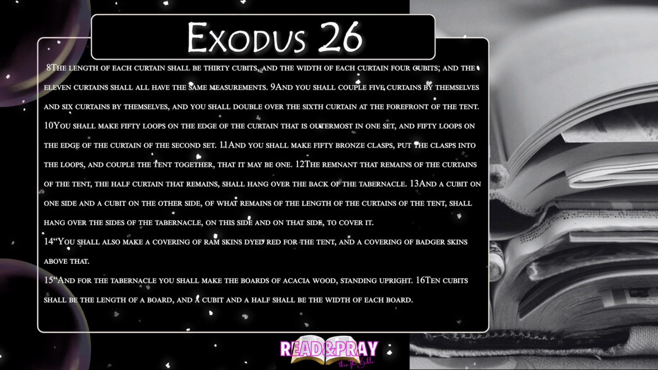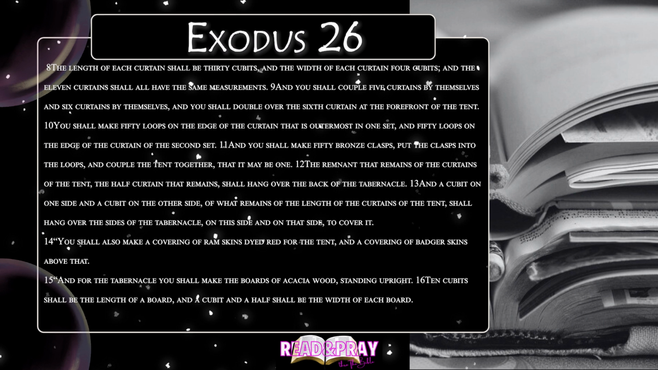You shall make 50 loops on the edge of the curtain that is outermost in one set, and 50 loops on the edge of the curtain of the second set. And you shall make 50 bronze clasps, put the clasps into the loops, and couple the tent together that it may be one. The remnants that remain of the curtains of the tent, the half curtain that remains, shall hang over the back of the tabernacle, and a cubit on one side and a cubit on the other side of what remains of the length of the curtains of the tent shall hang over the sides of the tabernacle on this side and on that side to cover it.